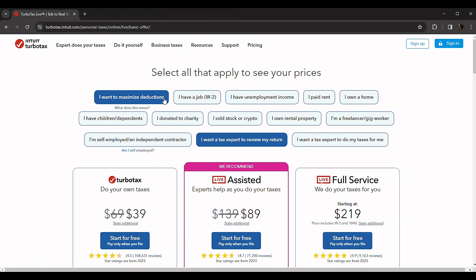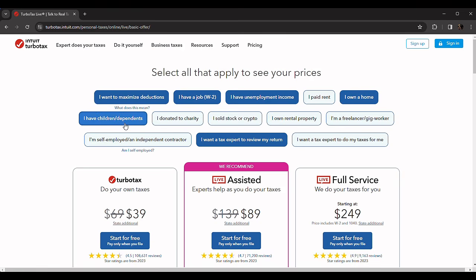Okay, but let's walk through these. So you want to maximize your deductions. You have a W-2 job. You're employed. You work for a company. You get a W-2. And we're going to report this. In our example that we'll walk through, let's just say you do have unemployment income. And they're asking you, did you pay rent? Are you a renter, or do you own your home? Are you a homeowner? The reason why they're asking you this is because if you're a homeowner, then you may qualify for the mortgage interest deduction, property taxes paid, these itemized deductions. That's what they're getting at. So in this example that we're going to walk through, let's just say that yes, I do own a home.